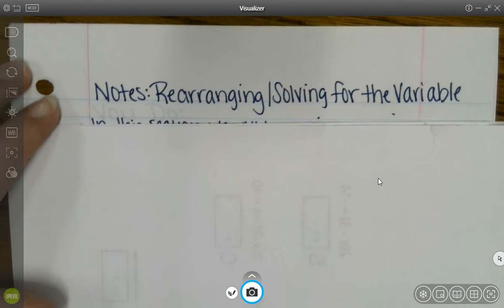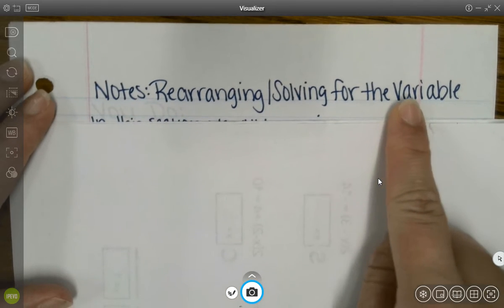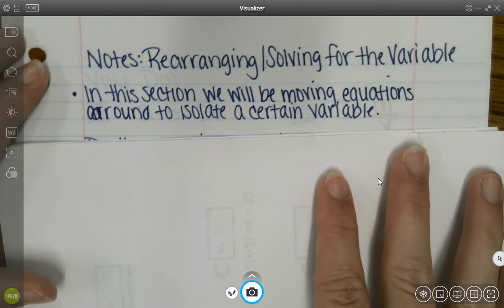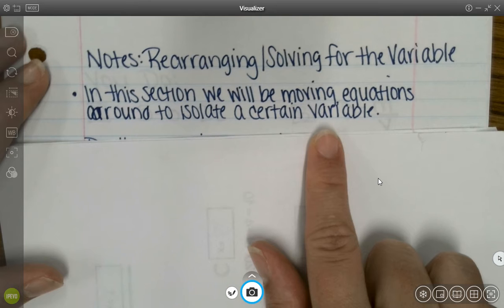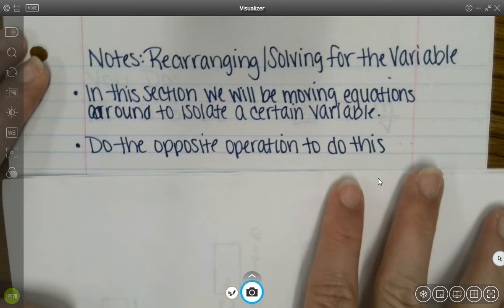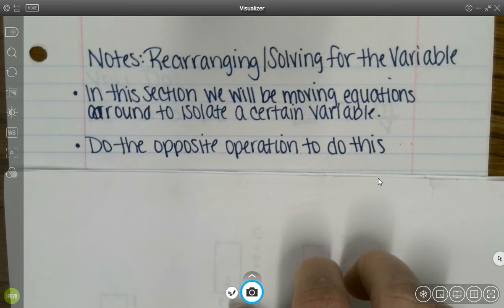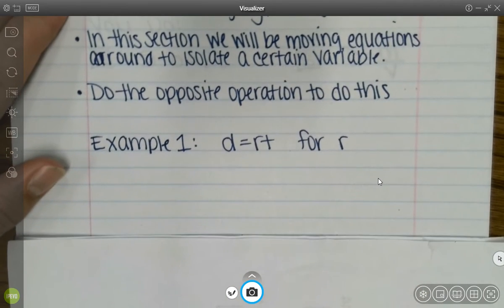So one of the hardest but easiest sections is about rearranging and solving for the variable. In this section, we're going to be moving equations around to isolate a certain variable so that it says that equals it. To do this, we're going to do the opposite operations. All right, so let's take a look at an example together.